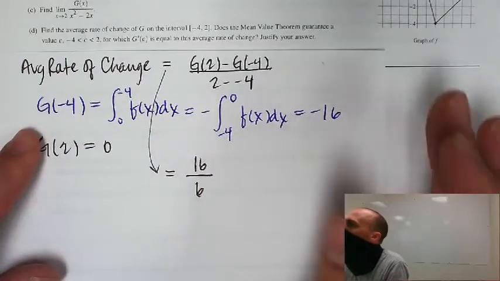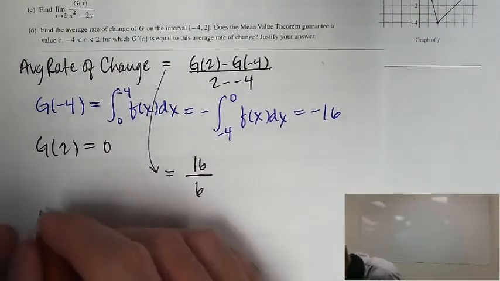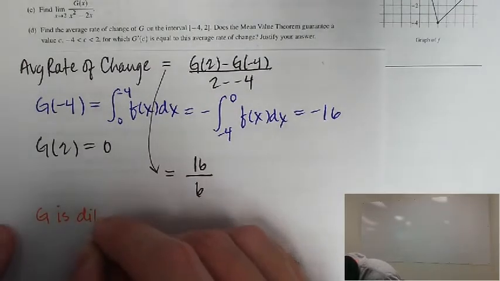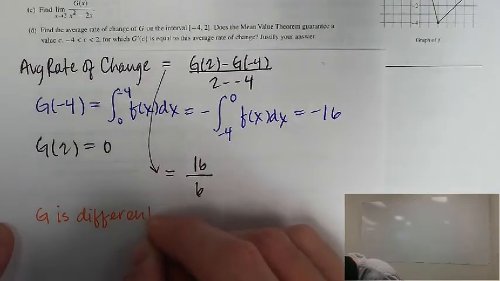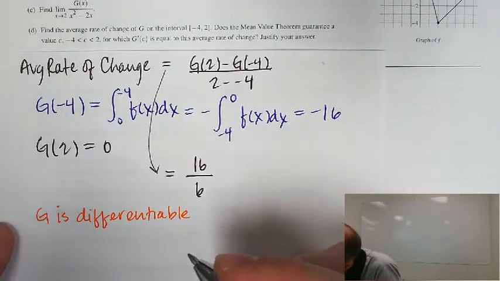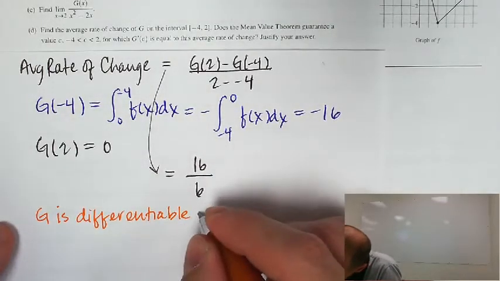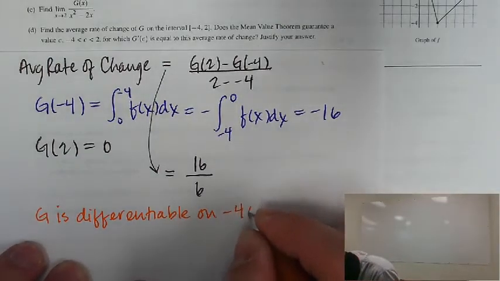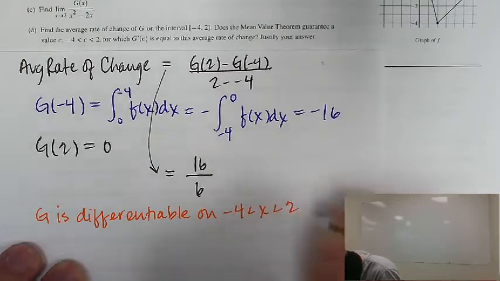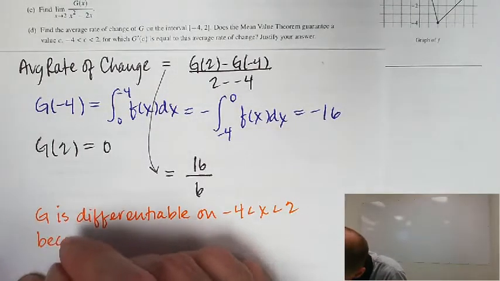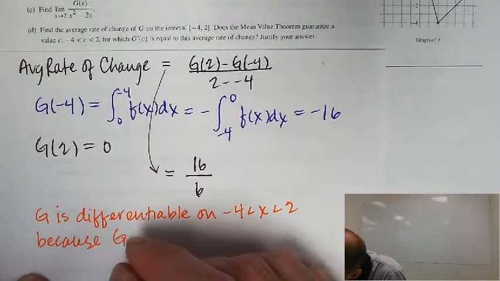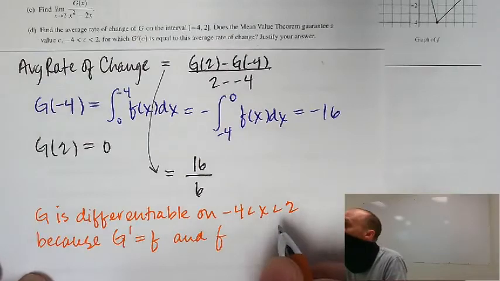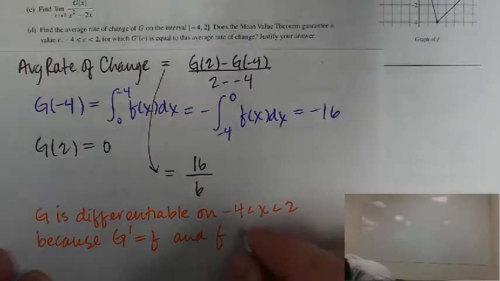Okay, so I'm just going to kind of scoot this up a little bit so I have some room to write. So G is differentiable on, let's say, -4 to 2. Because G prime equals F, and F exists everywhere, and F exists on that interval.